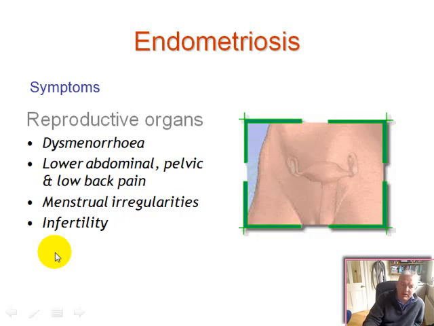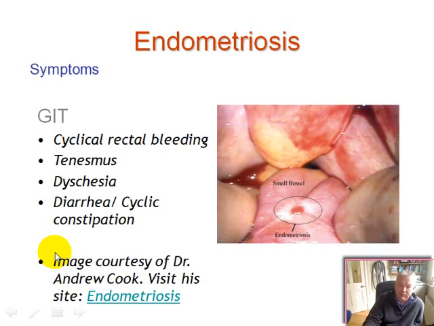So it often causes dysmenorrhea, lower back pain, and pelvic pressure. It may be associated with menstrual irregularities, but in itself doesn't cause menstrual irregularities, and certainly infertility may be another feature. If the lesions, like this one demonstrated, are on the bowel and fully penetrate through the bowel wall thickness, they may cause cyclic rectal bleeding, tenesmus or the sensation that the bowel isn't full, painful bowel motions, and occasionally cyclic diarrhea or cyclic constipation.